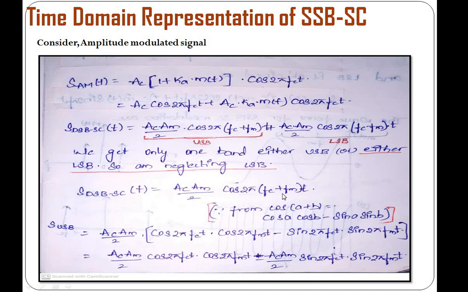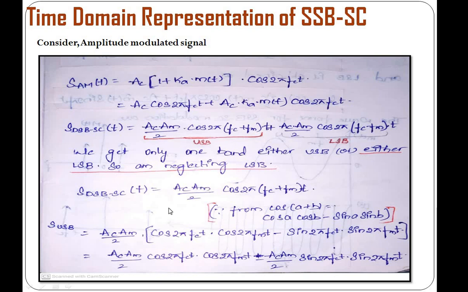See, from here you can use the cos(A plus B) formula. Are you getting it? So here you can replace this cos(fc plus fm) in terms of the cos(A plus B) formula. What is the cos(A plus B) formula? cos A cos B minus sin A sin B. So you are neglecting the lower sideband, and I am getting only the upper sideband. This upper sideband can be further expressed mathematically in terms of the cos(A plus B) formula. So what I am doing now is substituting this formula into this equation.